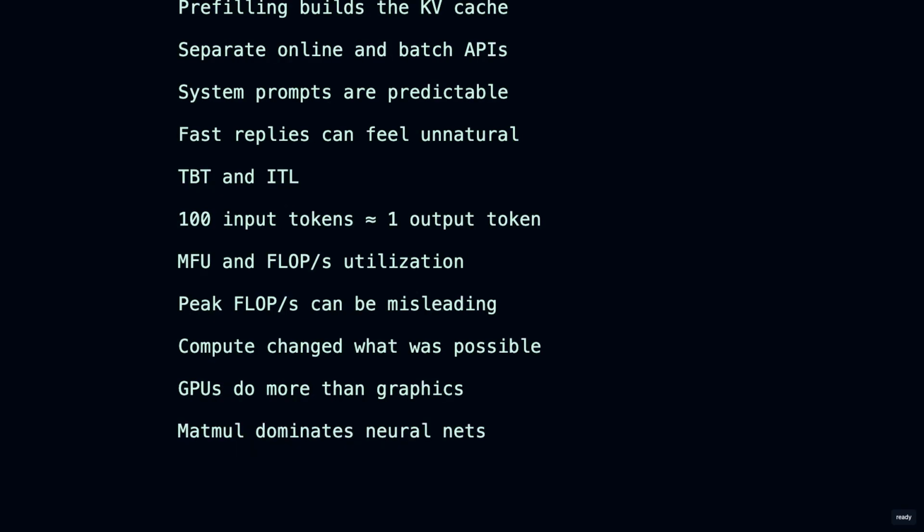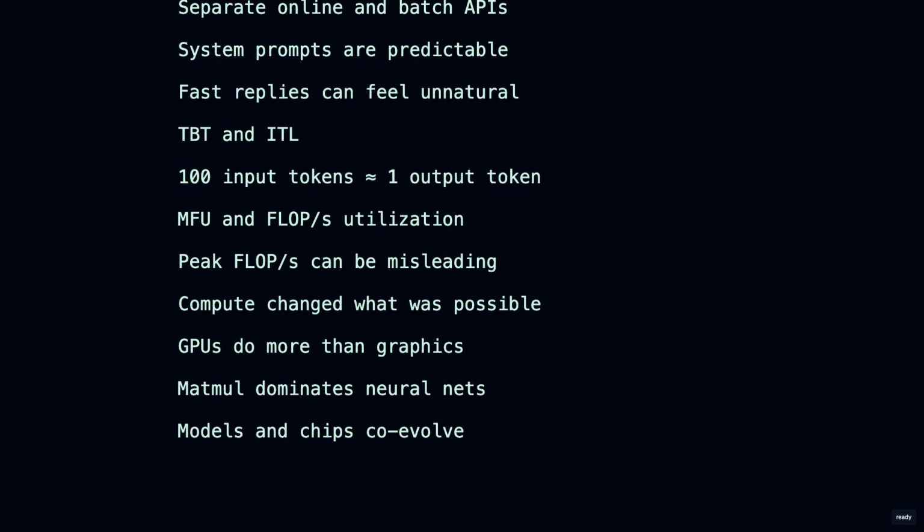Matrix multiplication is the workhorse of neural networks. Because it accounts for such a large share of operations, speeding it up has an outsized impact. Hardware and model design influence each other. A model can be built to fit a chip well, and a chip can be tuned to support a model architecture efficiently.